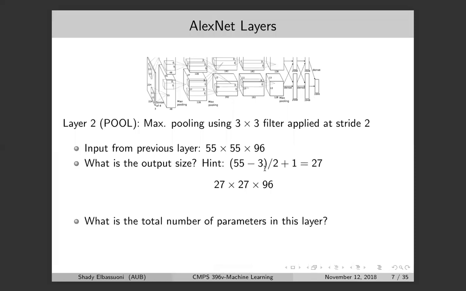What is the total number of parameters in this layer? I've already answered this. For pooling, how many parameters are there? 0. Exactly, 0. You don't have any parameters. It's doing a maximum operation. So you have 0 parameters. Excellent.